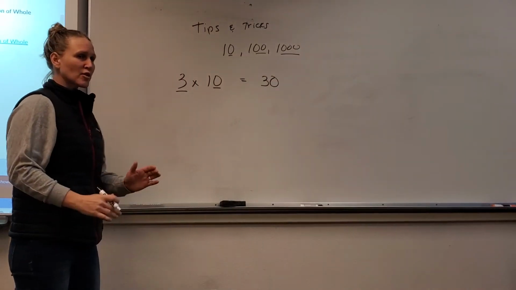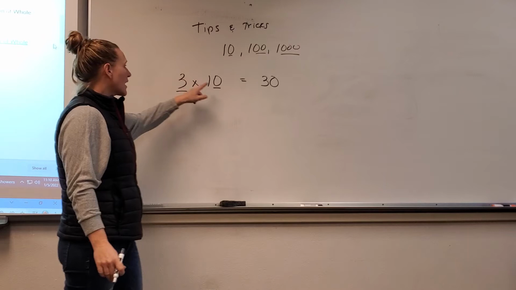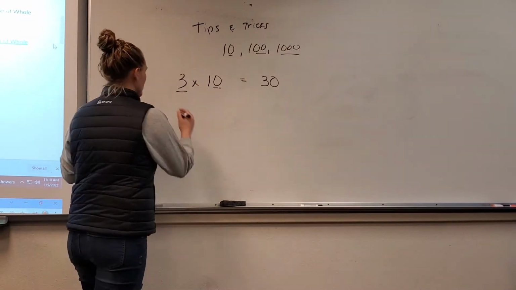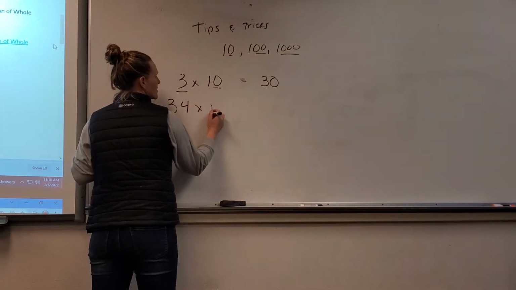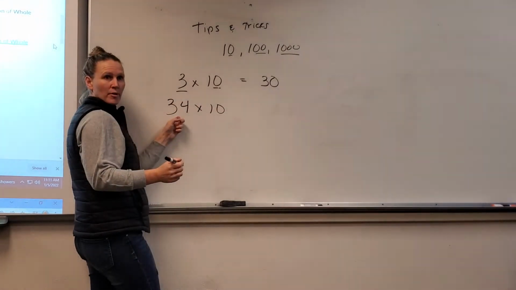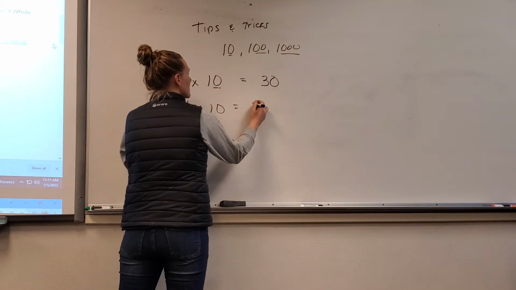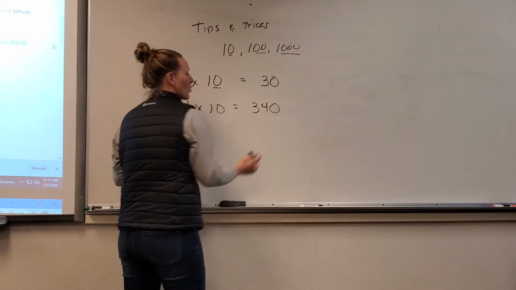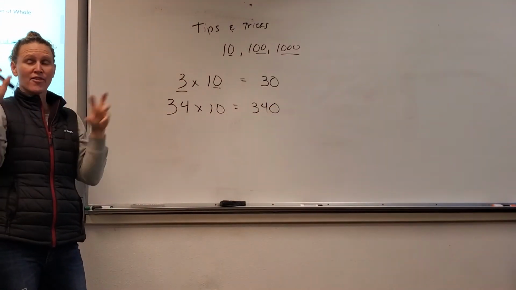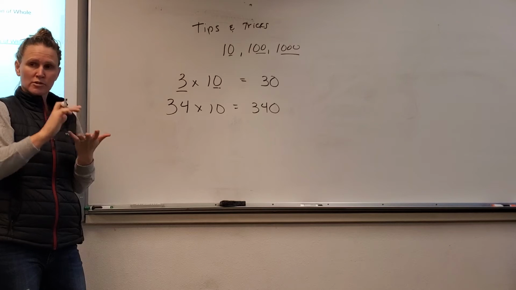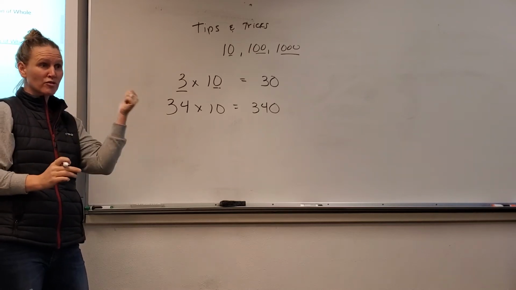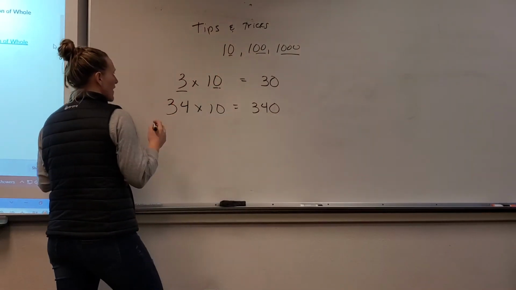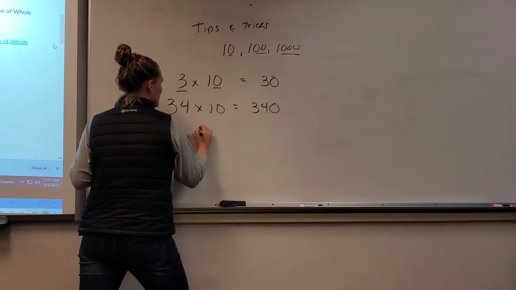So 3 times 10 is 30. I took the original number and I just added on 1 zero to the original number and I got 30. Let's say this was 34 times 10. I take the original number, 34, and I'm going to add how many zeros to the back? 1. So I don't have to do any sort of math manipulation when I'm multiplying by tens, hundreds, or thousands, because I know I'm going to take the original number and I'm going to add however many zeros I need to the back. What if I was multiplying 3 times 100?